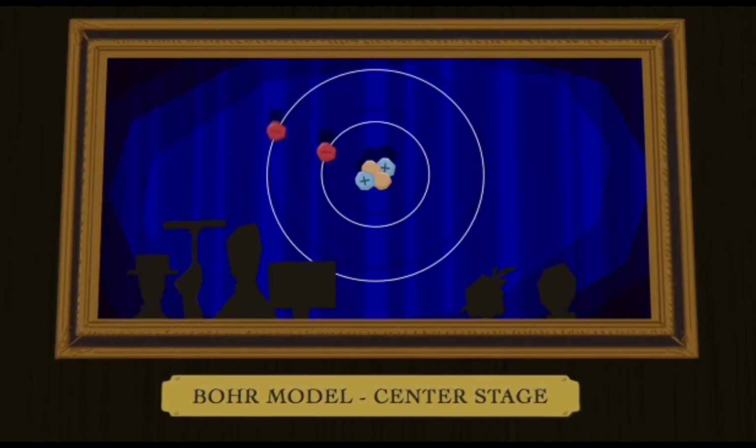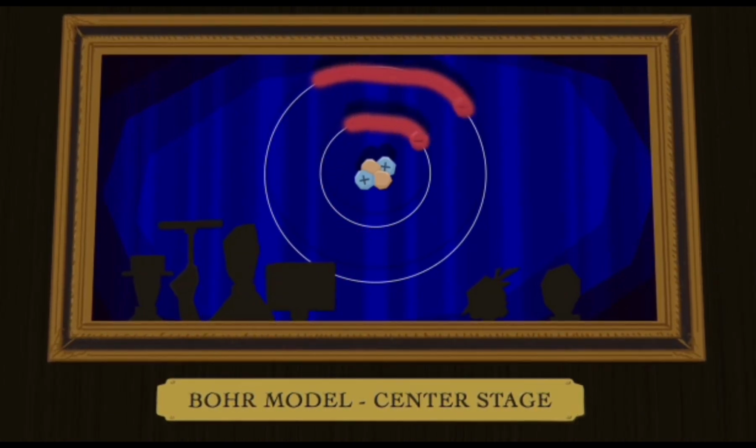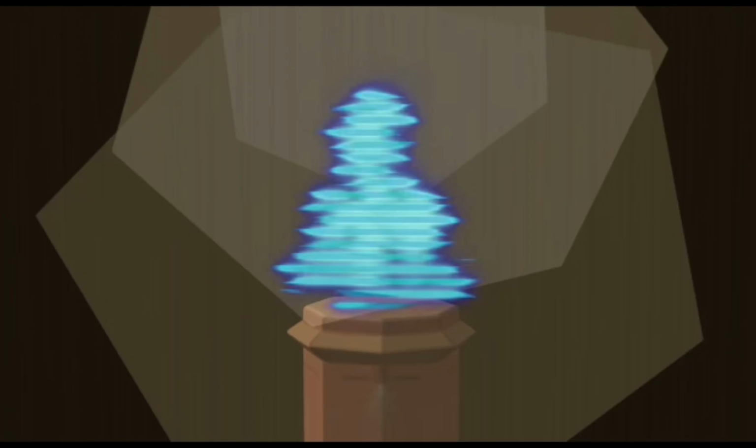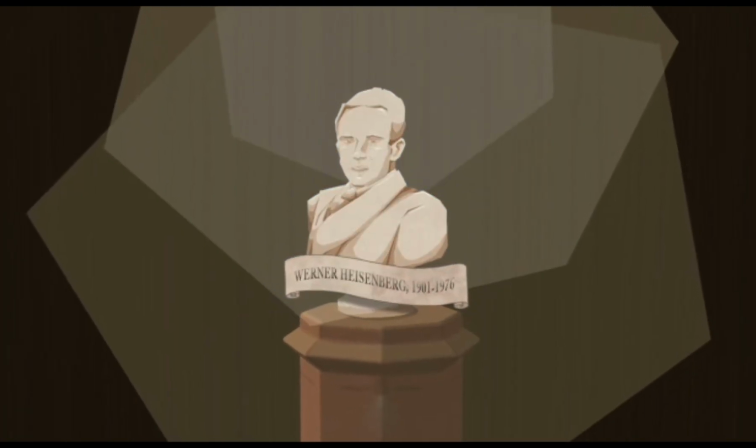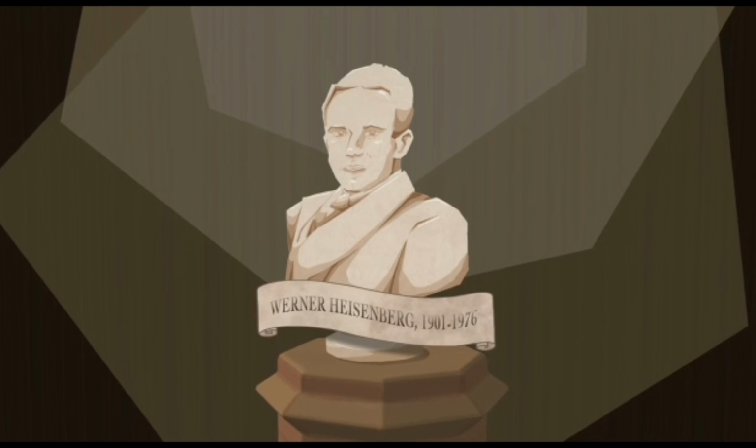The quantum mechanical model describes atoms in terms of probability and wave function, with electrons occupying different regions around the nucleus rather than fixed orbits. It incorporates both the particle and wave-like behavior of electrons.